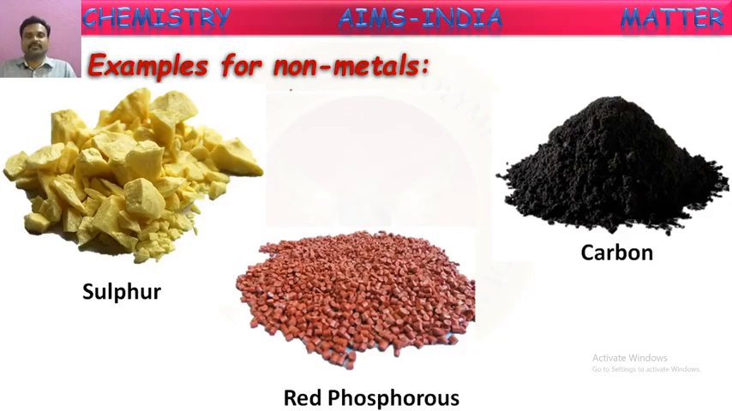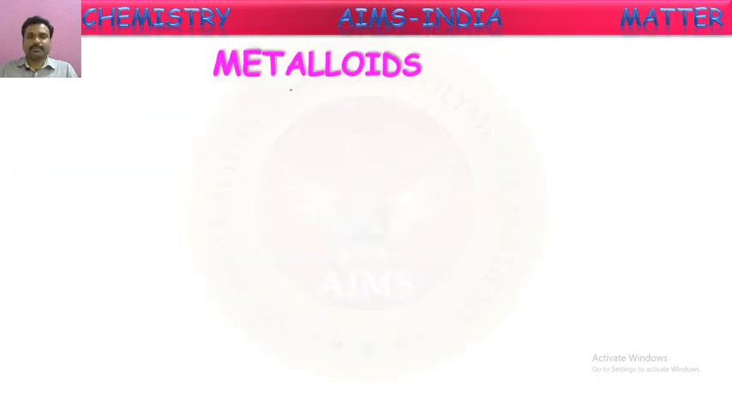Can you say some examples of non-metal gases? Yes: oxygen, nitrogen, hydrogen, chlorine. These are all non-metallic elements in the gaseous state. Here we have shown some solid-state non-metals. Okay, that is about non-metals. Next, metalloids.